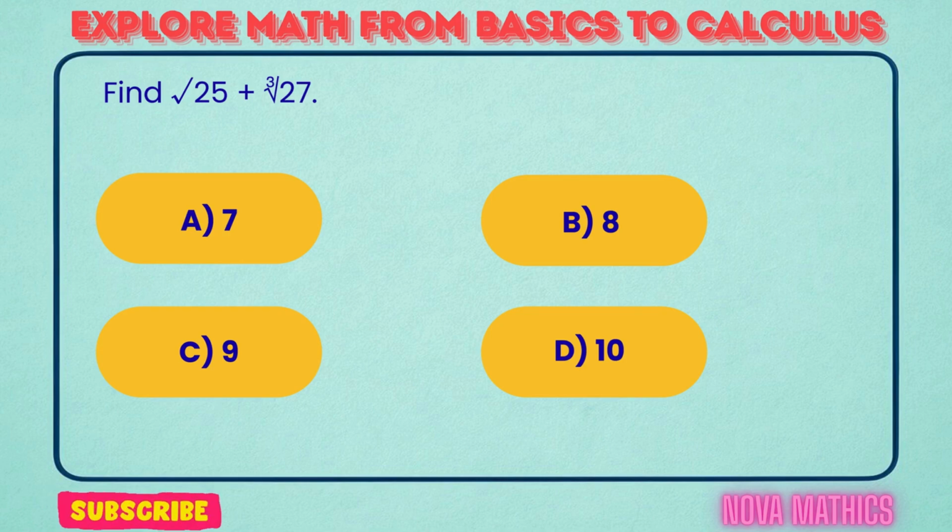of 25 plus cube root of 27? Is it A, 7, B, 8, C, 9, or D, 10?